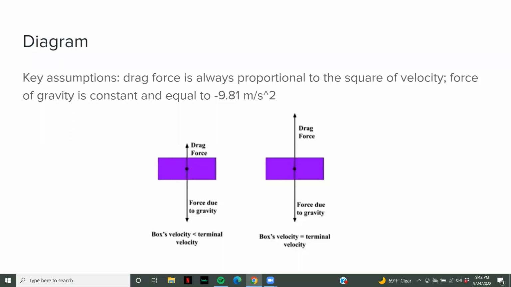Some of the key assumptions that I had to have going into this lab is that drag force is always proportional to the square of velocity, which works out in the mathematical calculations that I'll be showing later, and that the force of gravity is constant and equal to negative 9.81 meters per second squared.